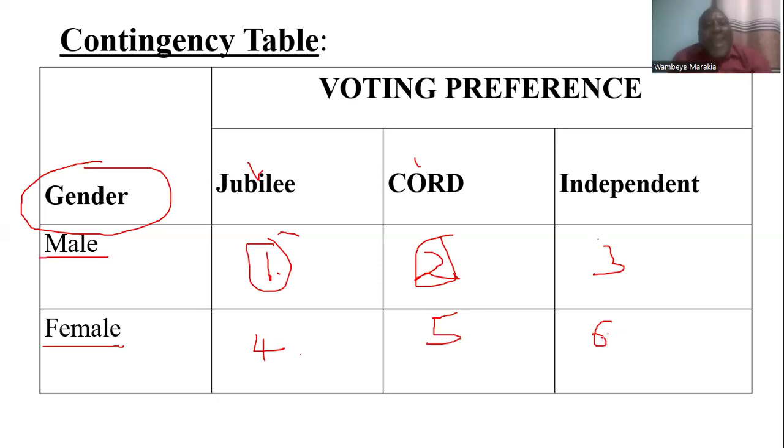The number of males who voted for Jubilee, we record them in cell 1. The number of males who voted for CORD, we record them in cell 2. The number of males who voted for an independent candidate, we record in cell 3. And the number of females who voted for Jubilee, we record them in cell number 4. The number of females who voted for CORD, we record them in cell 5. And the number of females who voted for the independent candidate, we record them in cell number 6. See how we record them.